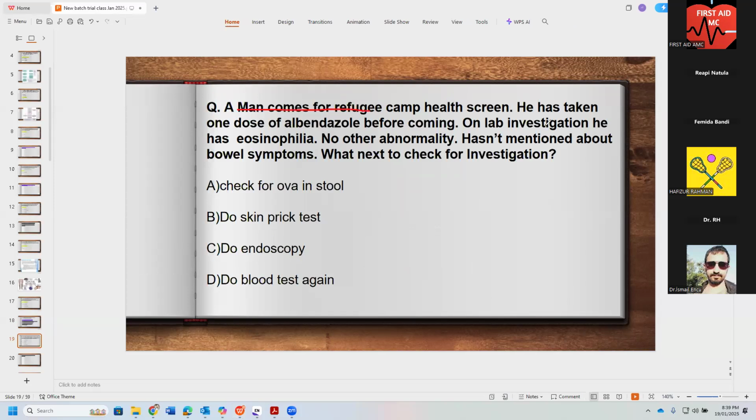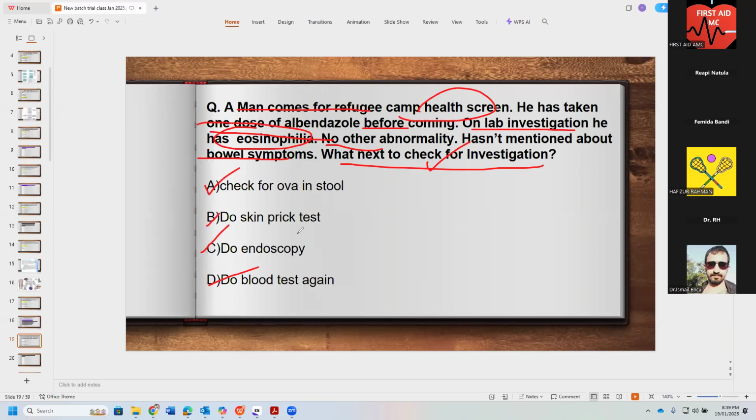A man comes for refugee camp health screening. He has taken 1 dose of albendazole before coming. On lab investigation, he still has persistent eosinophilia. No other abnormality is present. He doesn't mention any bowel symptoms. What do you want to check for investigation? Ova in stool, skin prick, endoscopy, or blood test again?